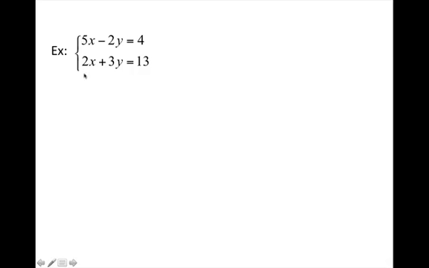If I want to eliminate the y's, I have a 2 and a 3. The smallest number those divide into is a 6. Since 6 was smaller than the 10, I'm going to choose to eliminate my y's. Another advantage to eliminating my y's is that I already have opposite signs. So with my first equation, to make the 2 become a 6, I'm going to have to multiply each side by 3.